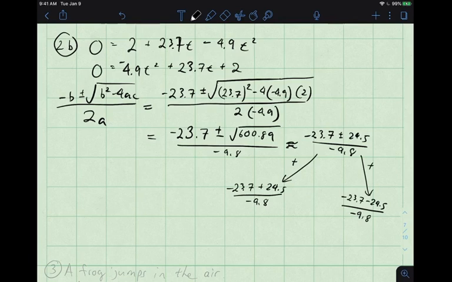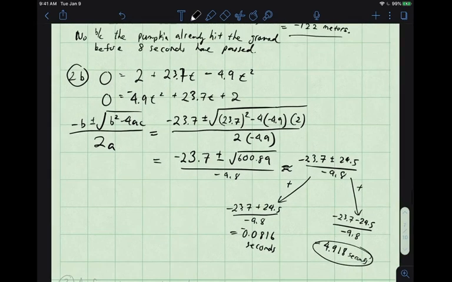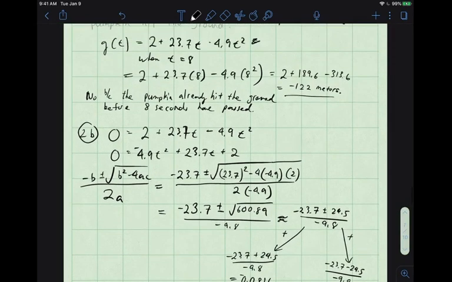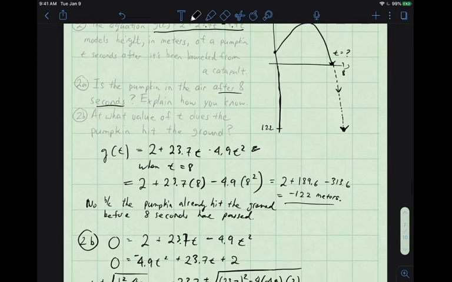Okay, this one's wrong. This is the answer that makes no sense. Again, negative seconds doesn't make any sense here. It was at the ground in the past. It's at the ground at some point. Oh, there we go. So this is the positive answer, 9.81 seconds. Cool. So that's when it hit the ground. Solve for when it equals 0. Height is 0. That's where the ground is. And now we know at this point that is 4.918 seconds.